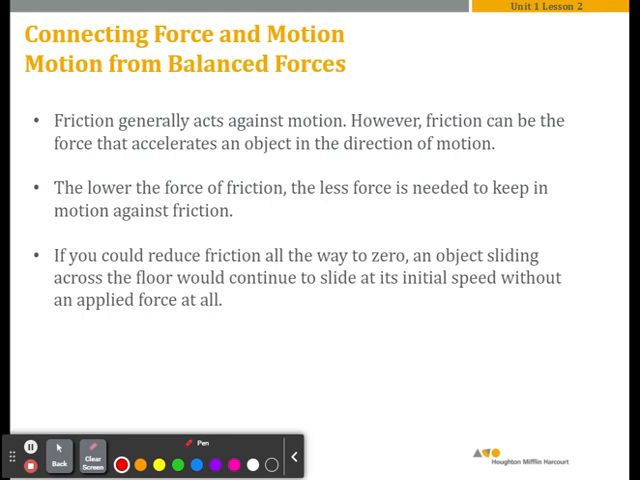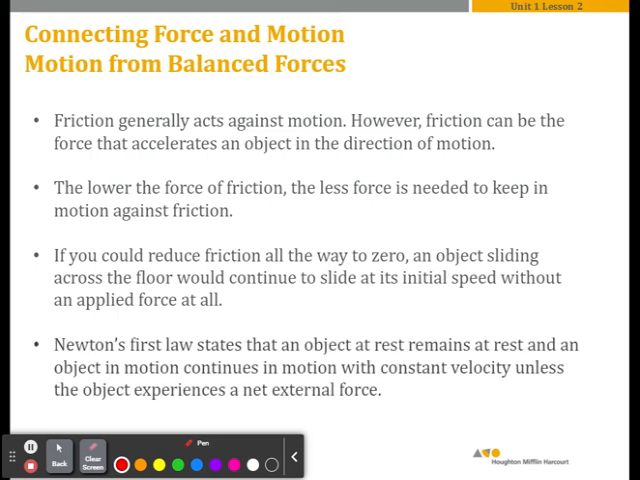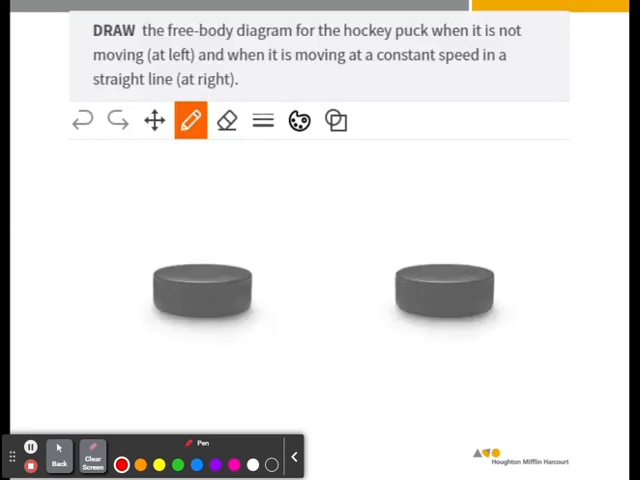If you could reduce friction all the way to 0, and that was possible in the lab that you did, where you could have a frictionless ramp, then an object sliding on that frictionless surface would continue to slide at the same speed in the same direction until some kind of force acted on it. So it would continue sliding in a straight line at the same speed forever. This is part of Newton's first law. An object at rest remains at rest, and an object in motion continues in motion with constant velocity unless the object experiences a net external force.